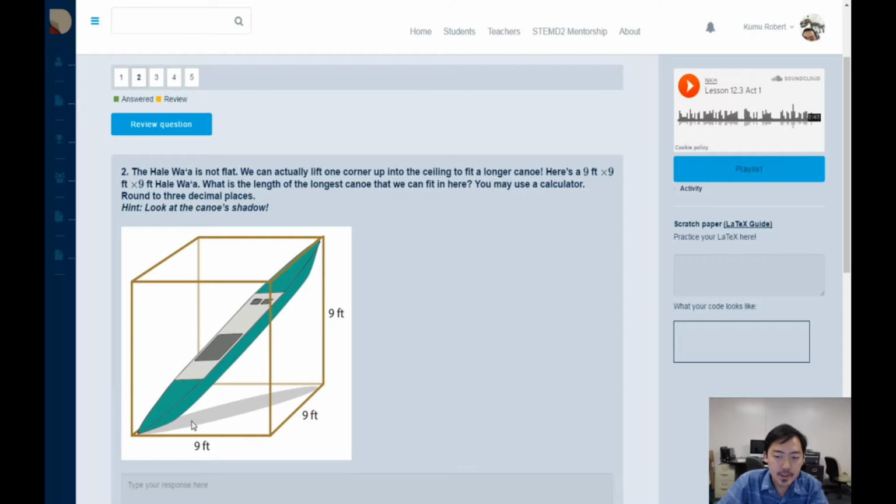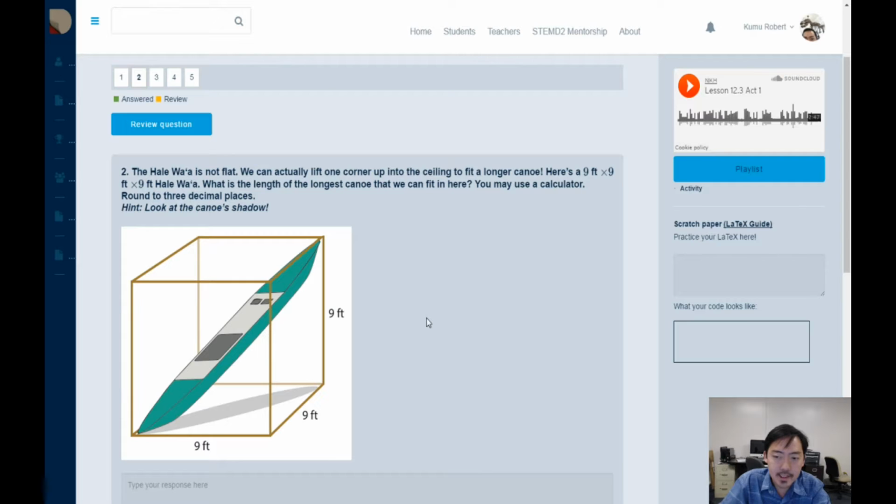It's actually a little bit tricky because we need to use the Pythagorean theorem twice. First, we use the Pythagorean theorem to find the length of this shadow, using the shadow and these two edges. And then we use the theorem again to find the length of the canoe, using the canoe, this edge, and the shadow.